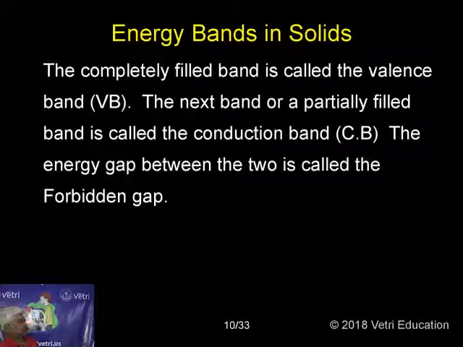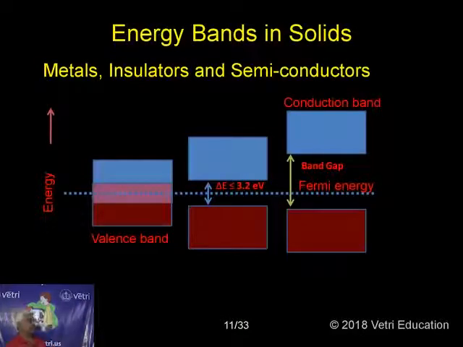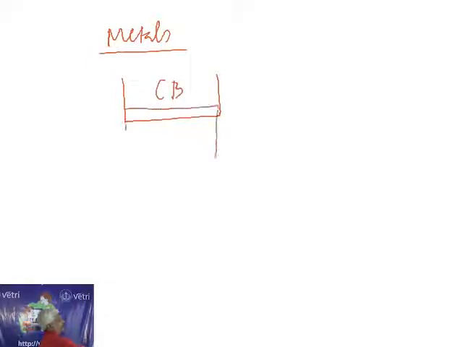The energy gap between the two is called the forbidden energy gap. So, energy bands in solids: metal, insulator and semiconductor. This is the diagram I have given. For metals, this is the conduction band and this is the valence band. The conduction and valence bands overlap as far as a metal is concerned. If they overlap, there is no gap at all between the conduction and valence bands, so the forbidden energy gap may be zero. Since there is no gap, electrons are free in all metals. Therefore, the metal becomes a conductor.